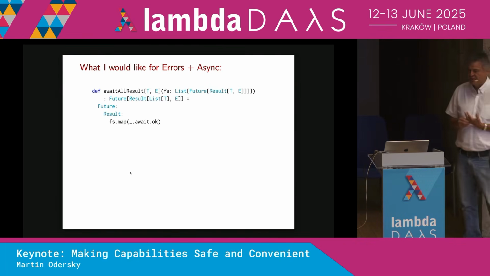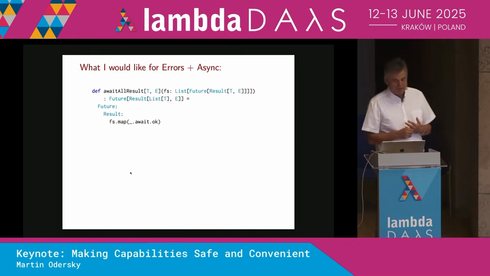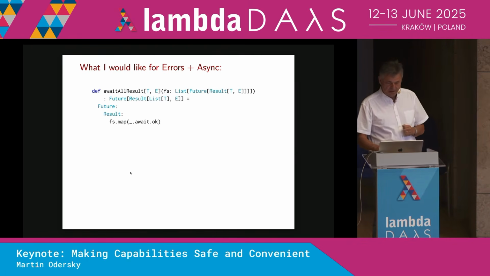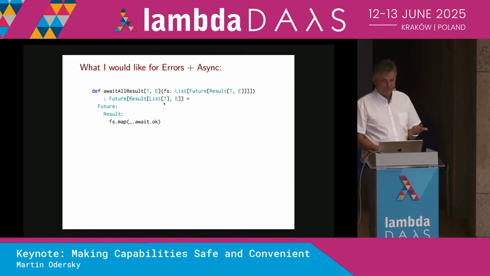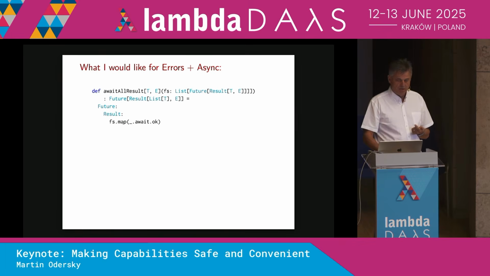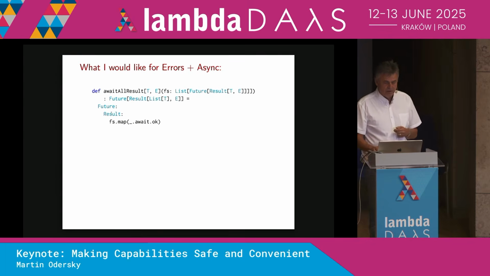I said combining monads is hard. What about this one? So what I would like for errors plus async is really total kids play. I want to say, well, I want to return a future. It should return a result. So in this case, I have switched option for result. And it should do fs.map await OK. So I say, okay, for each of these futures, I wait for it, and I check whether it's okay. If yes, then I get a future. If not, then I get essentially an error in this result, and that would be the thing that I return from the enclosing future.